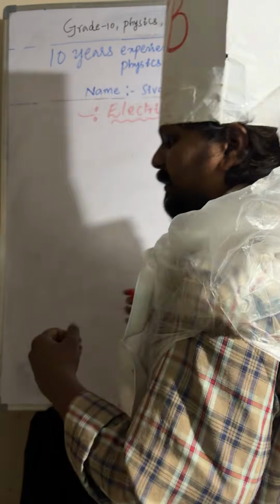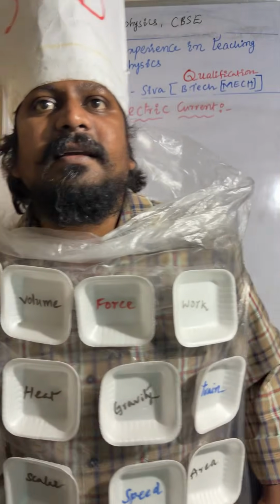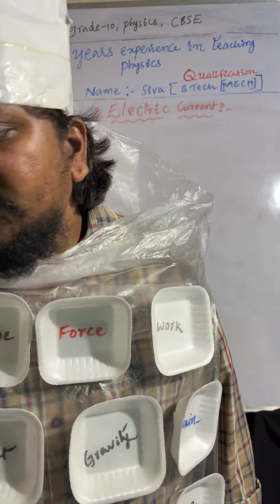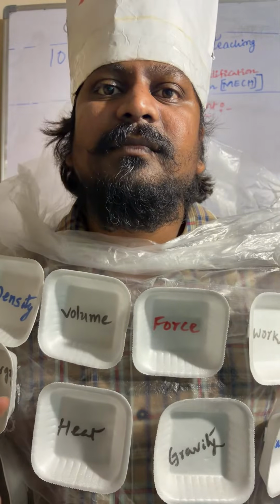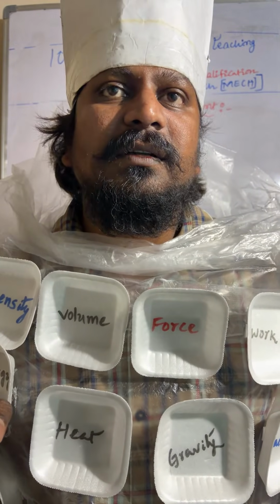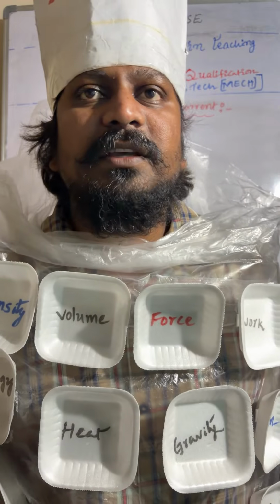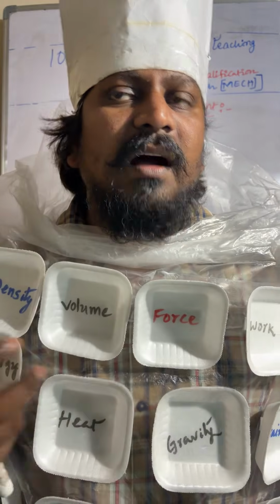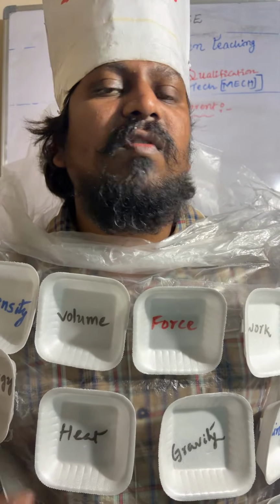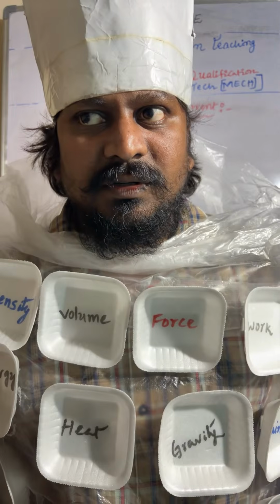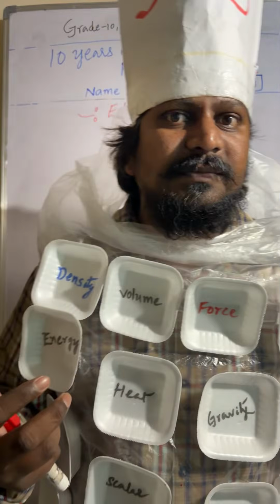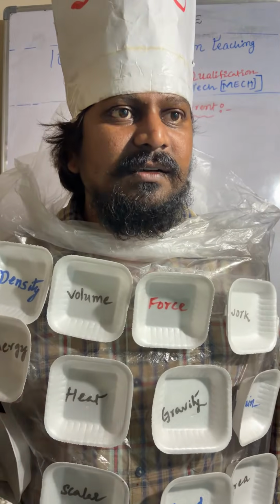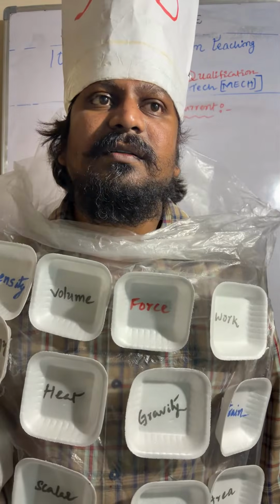Today we are going to discuss electric current, CBSE Grade 10 Physics. In this topic we will discuss the electric current definition, the SI unit of electric current, the SI unit of charge, and the SI unit of time. After that, we'll discuss quantization of charge, and then electrical elements.